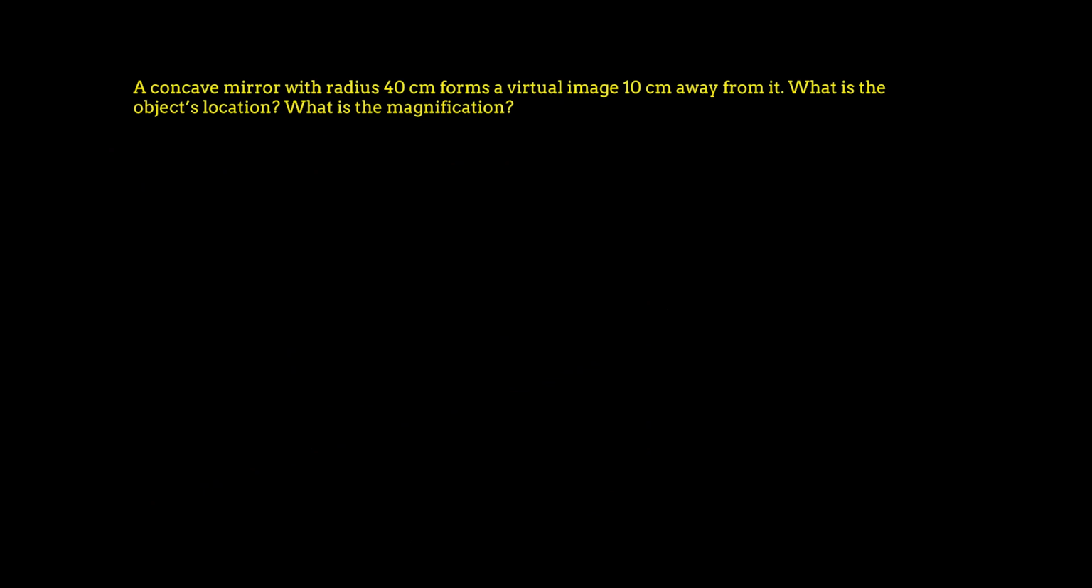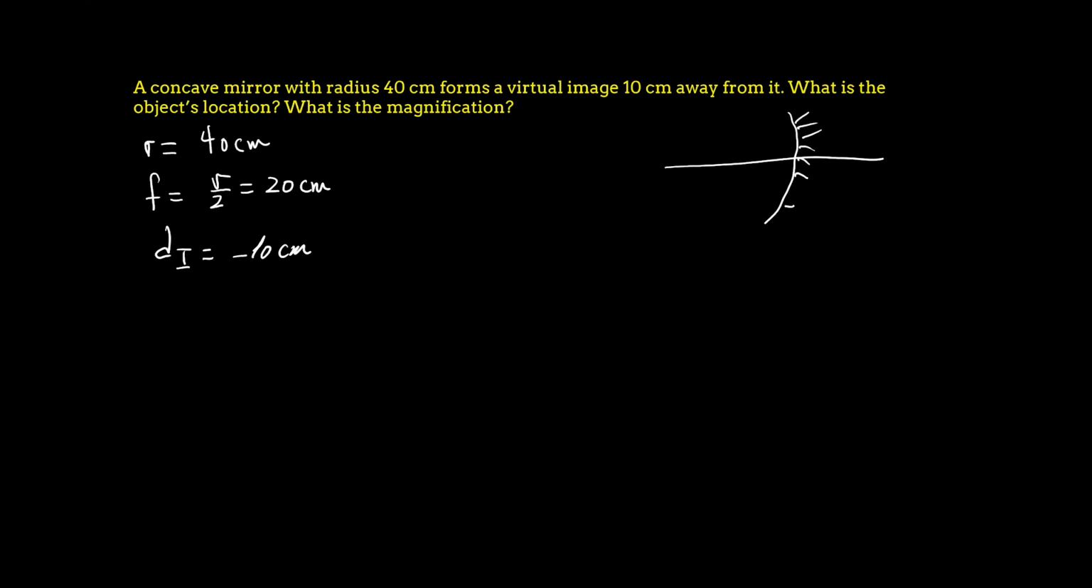So I have a concave mirror with a radius of 40 centimeters. Right away, whenever we're given the radius, it's positive 40 centimeters because it's a concave mirror. F is the radius over 2, which is 20 centimeters. It forms a virtual image 10 centimeters away from it. So we have a virtual image that's 10 centimeters away, so d sub I is negative 10 centimeters.